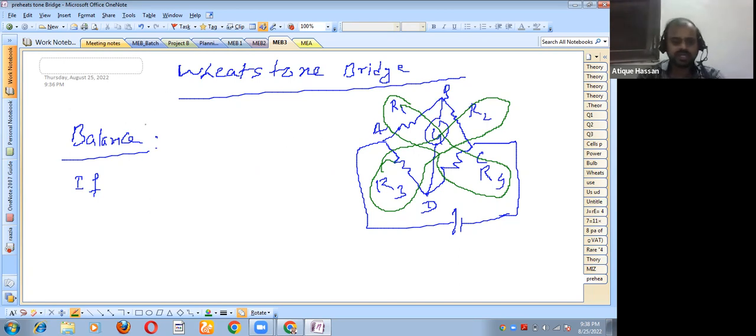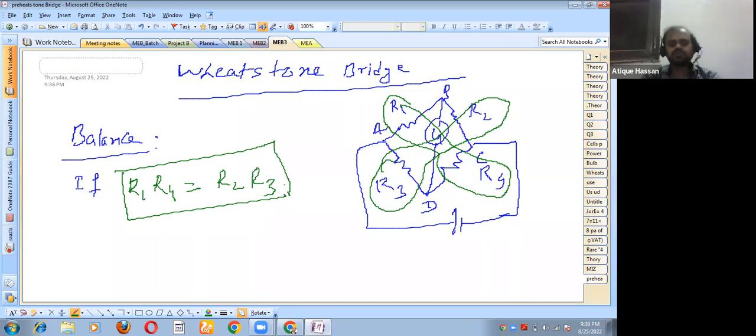The balance condition is like this: R1 into R4 is equal to R2 into R3. It means the product of opposite resistors. If those are equal, then the Wheatstone bridge will be balanced, and in that case the current through the galvanometer is 0.